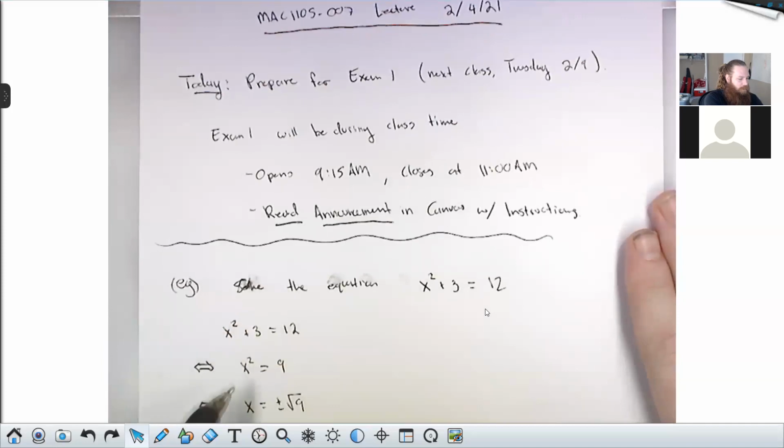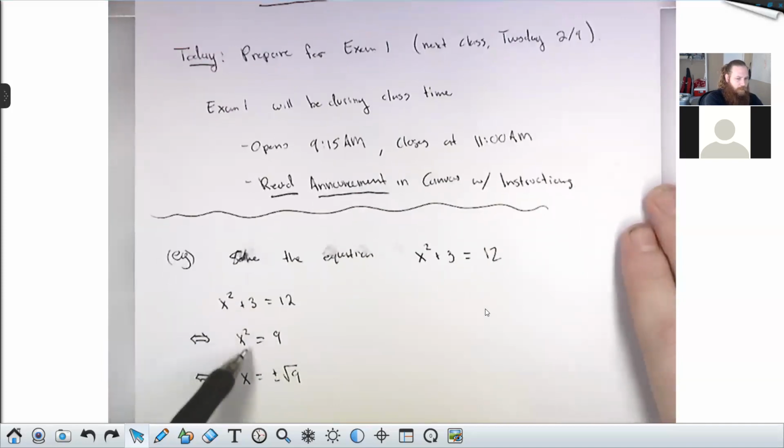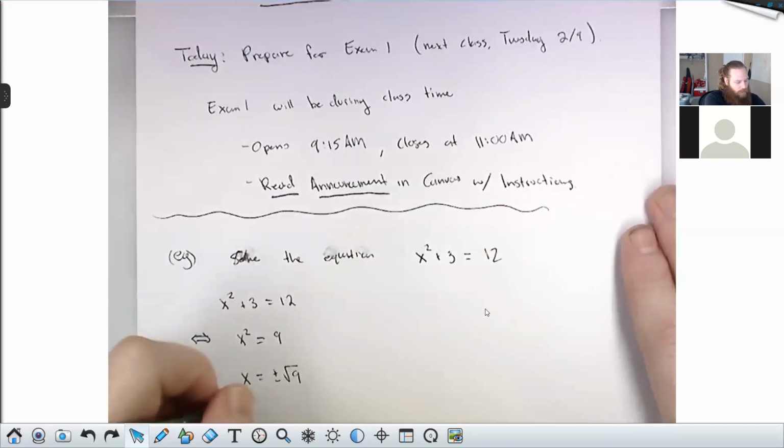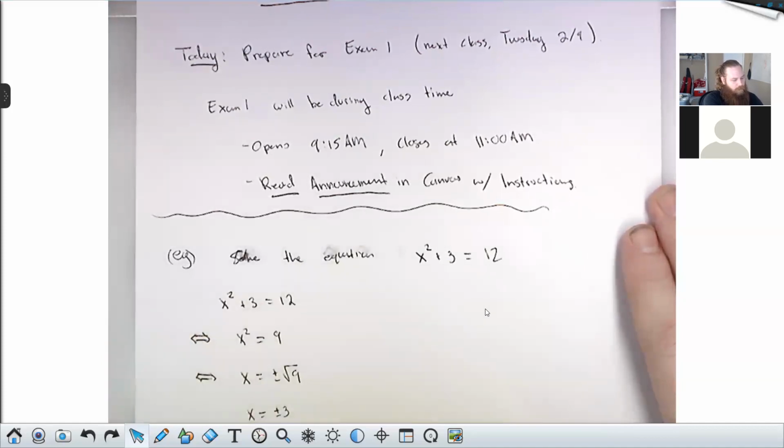So that's the idea. If you've got x squared equals some number, then you can solve for x by taking the square root on both sides. On the left-hand side, the square root of x squared is going to be x. And on the right-hand side, when we take square roots, we'll get plus and minus the square root of whatever number was there. So the square root of 9 is 3. So this is plus and minus 3.